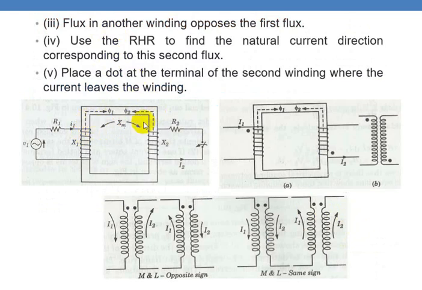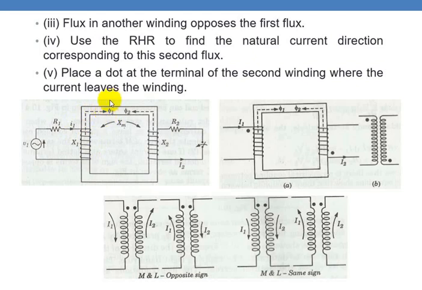Here you can see this is the core, and the magnetic fluxes are shown here, phi 1 and phi 2. This is one winding and this is another winding. In the first winding, a current I1 is flowing. Because of I1 flowing in this winding, using the right hand rule you can determine the flux direction. Suppose this is the flux direction phi 1.